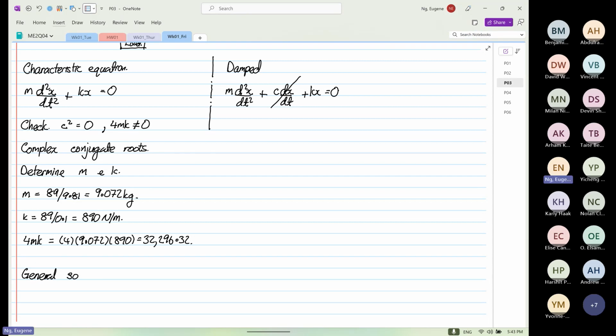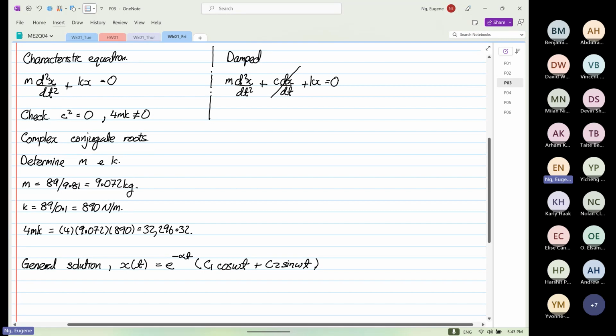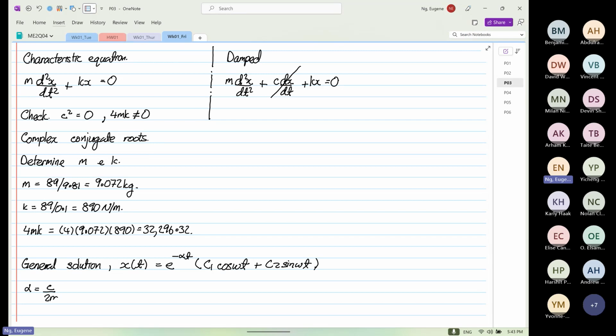So the general solution that we're going to use is x as a function of t is equal to e to the minus alpha t, times C1 cos omega t plus C2 sine omega t. So remember, what is alpha? Alpha is equal to c over 2m, and omega is equal to the square root of 4mk minus c squared, over 2m.